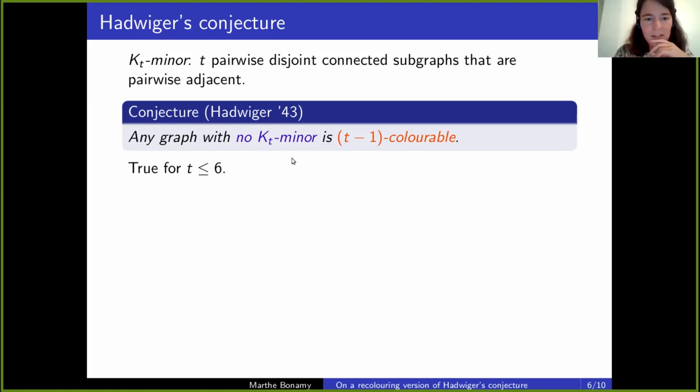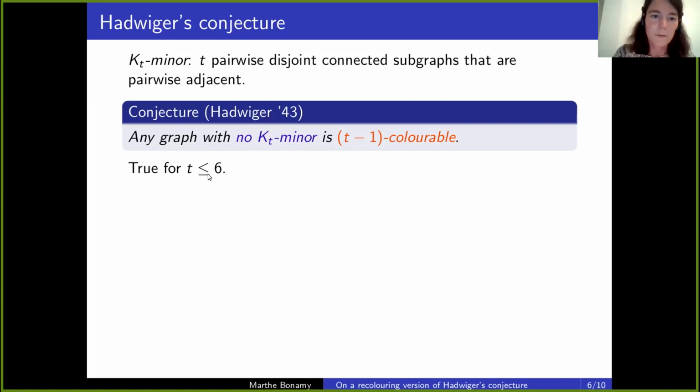What's funny here is that this really old conjecture has been confirmed to be true only for t at most 6. And if you fail to see why this is hard, think about the case t being 5. It says any graph with no K_5 minor is 4-colorable. And if you think about it, when you have a K_5 minor, you cannot be planar.